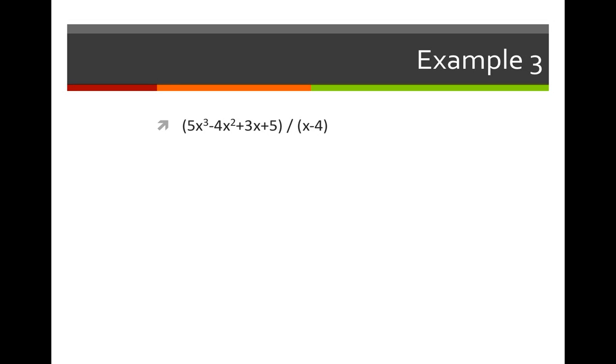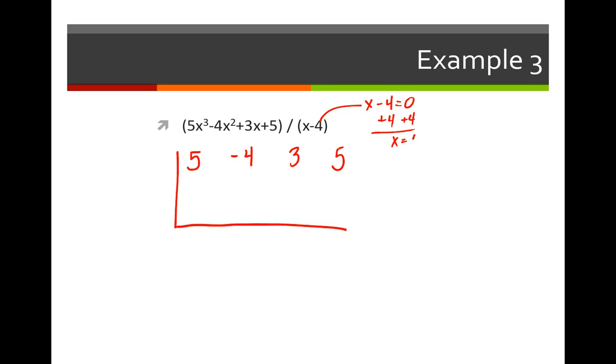Okay, so another example here. Again, when we go ahead and set it up, we take those coefficients. We're not missing any x terms here, so I've got a 5x to the third, negative 4x squared, 3x, and 5. And again, just be careful, watch your signs. If I forgot to record that negative 4 there, then my final answer is not going to be correct. So we do want to make sure that we're carefully setting up. X minus 4 is what we're dividing by. So if I set that equal to 0, I get x equals 4, and that 0 goes out front.